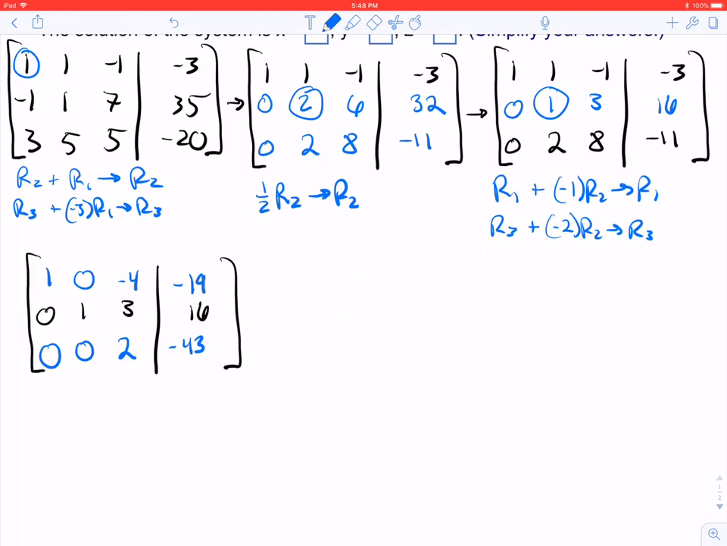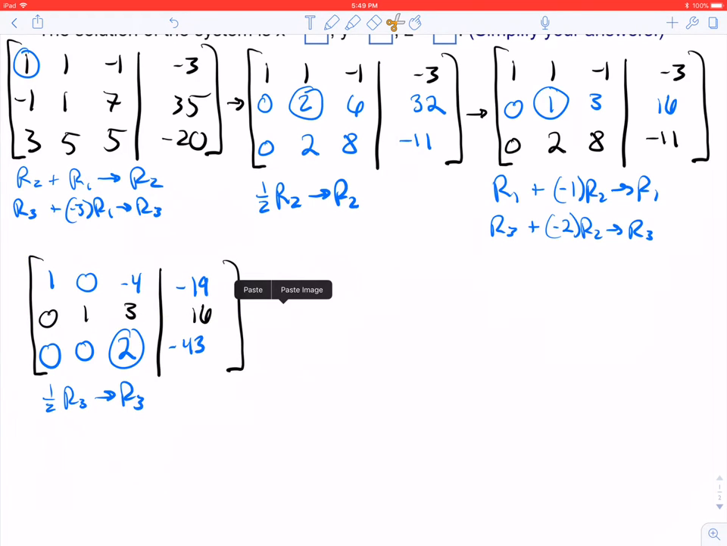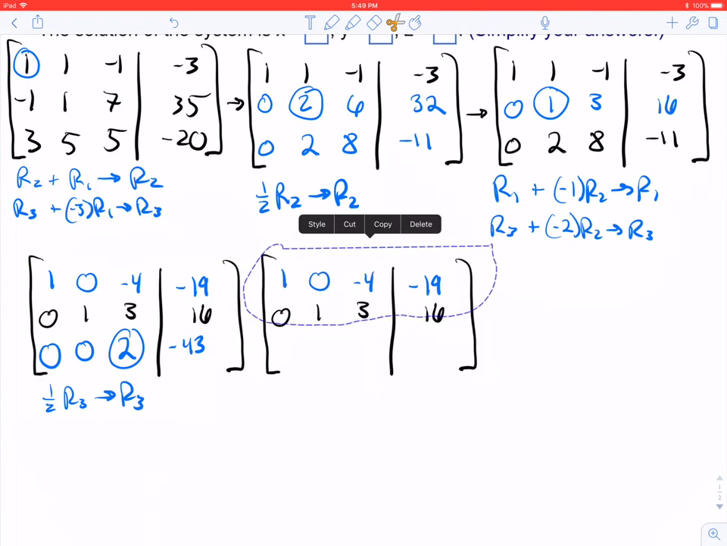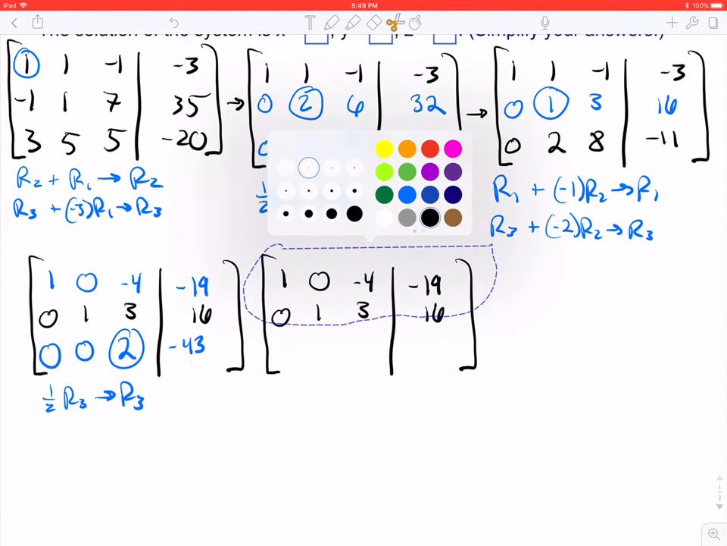So now I want to change row 3. I'm going to make that a 1. So now I want to pivot on this element. So I'm going to say half of row 3 replace row 3. So that means that my 1 and 2 stay the same. So I want to copy and paste. And I want them to be black.